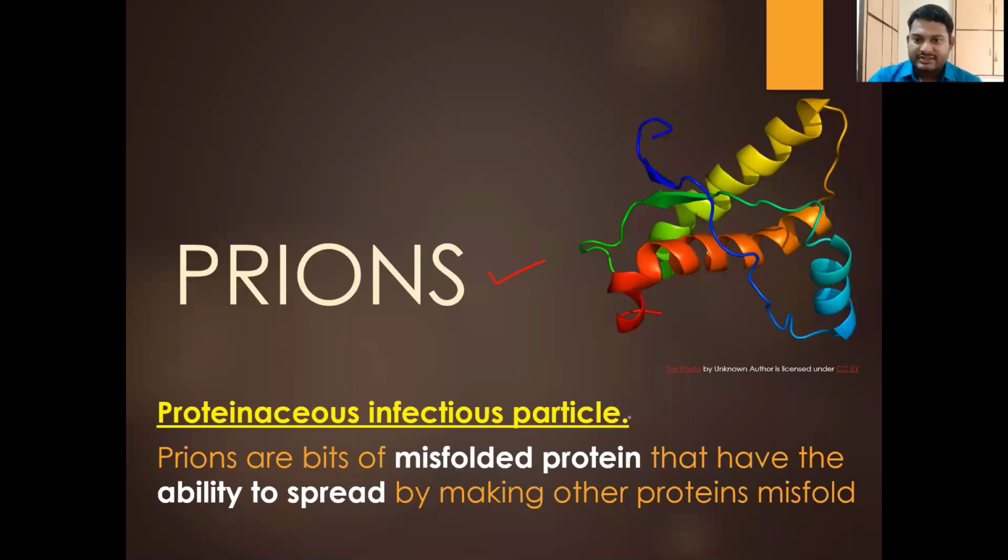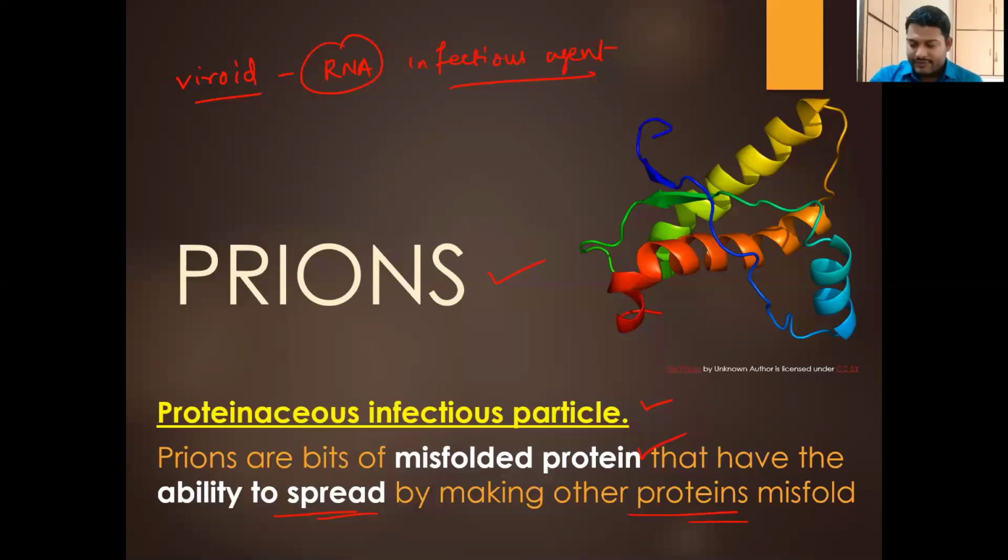Now here what happens is these are proteinaceous infectious particles. In the previous case, when we talked about the viroid, we said they are infectious particles made up of an RNA-based infectious agent. That is your viroid. But when we talk about prions, you have to understand that these prions are proteinaceous infectious particles. And these prions are bits of misfolded protein that have the ability to spread by making other proteins misfold.